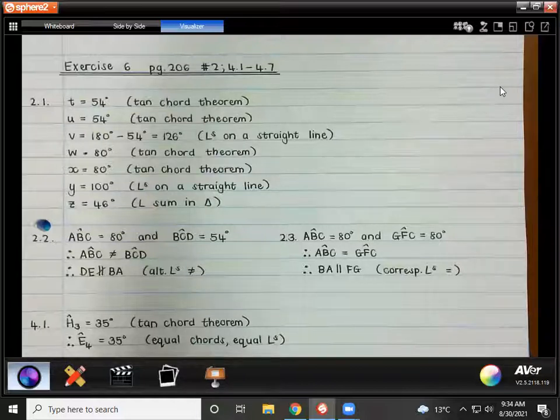Okay, for 2.1, I think you did have to go in alphabetical order, so then many of your reasons will probably be similar to mine. It's fine if they're not exactly the same. You can ask me quickly if you had other reasons.